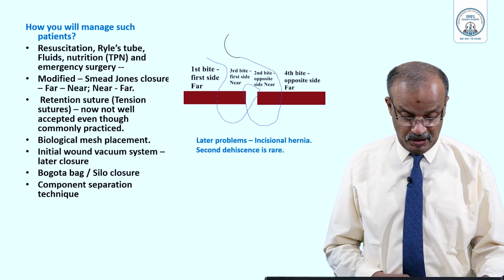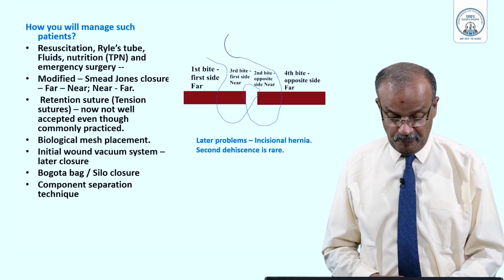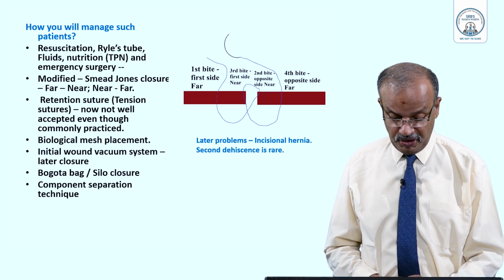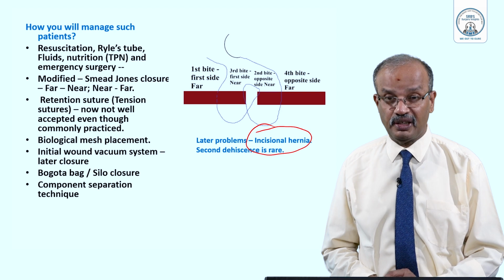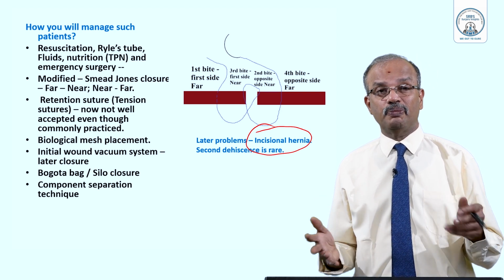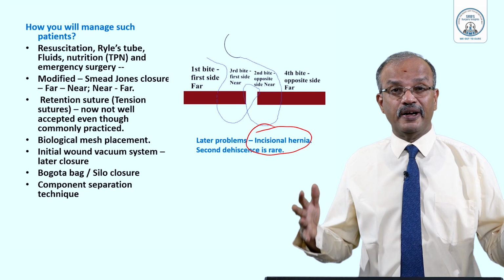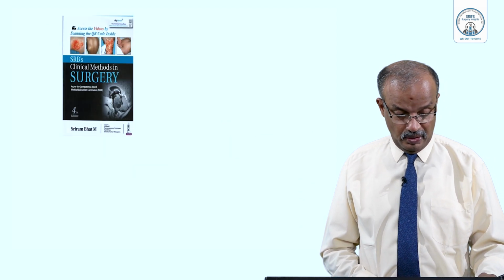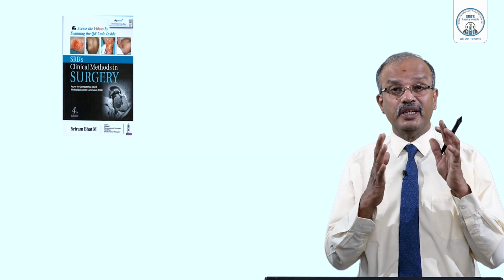So that is about burst abdomen. The later problem is incisional hernia. Redehiscence, a second dehiscence, is not common. More commonly they eventually develop an incisional hernia. Then you have to do laparoscopic or open mesh repair. For a large one, you can add a component separation technique. So that is a very common entity which you come across.